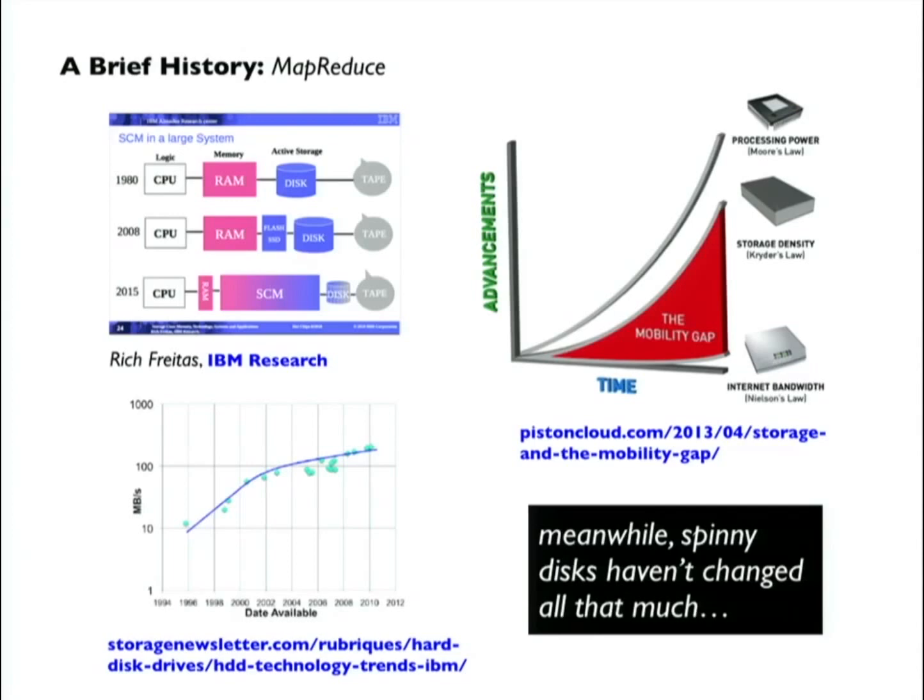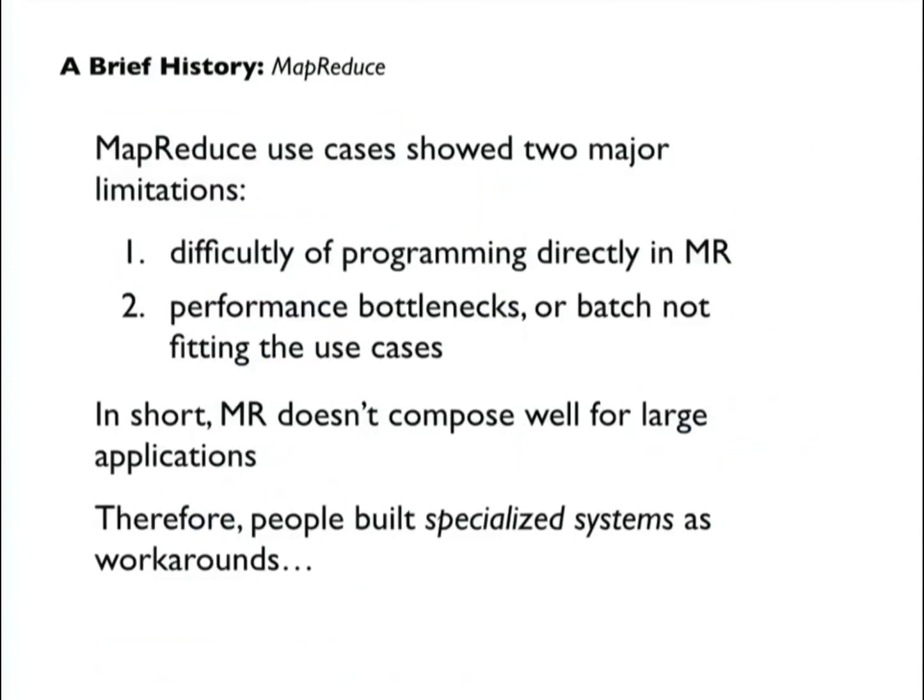And so the economics of data centers have changed. Spinny disks haven't changed all that much, actually. Memory is getting much cheaper, but the disks still kind of fail at the same rate and have similar throughput. So in terms of working with MapReduce, there were a couple of limitations that came out right away. We definitely saw this circa 2005, 2006 on the Nudge project, even before Hadoop was starting to get a name. People were looking at early use cases and seeing that there are a couple of things.